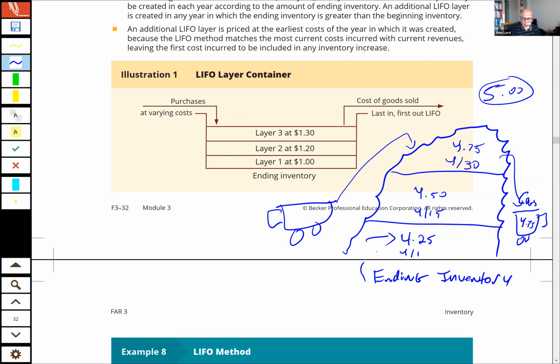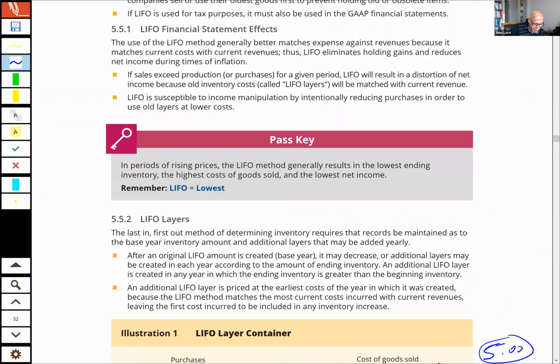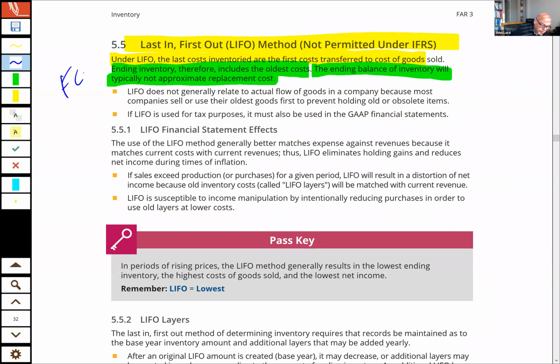So now let's take a look at some of the things that we'll put on flashcards about LIFO. Okay. Ending inventory will include the oldest cost. Thus, the ending balance in inventory will typically not approximate replacement costs. Flashcard that as a disadvantage.